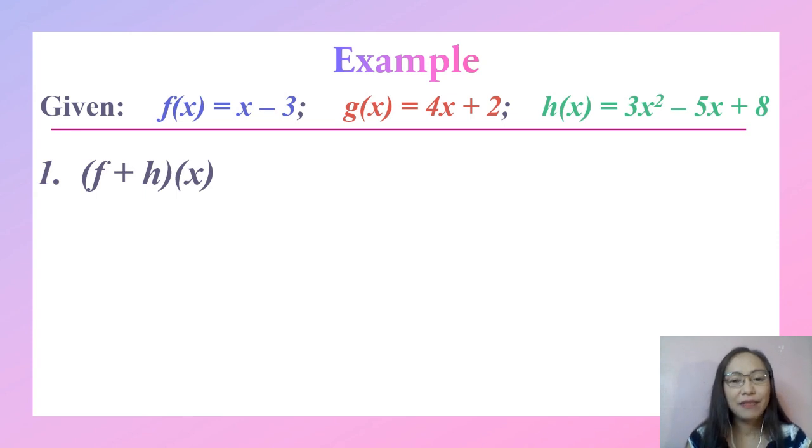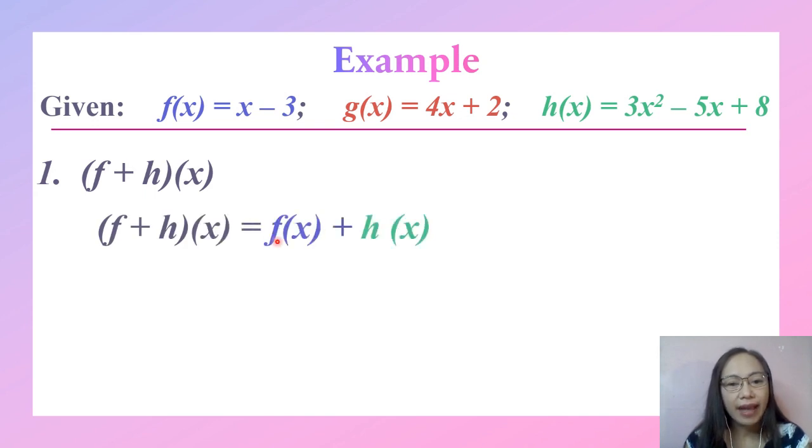Okay, so let's have the first example. This is for addition. We are given the function f of x is equal to x minus 3, g of x equals 4x plus 2, and h of x equals 3x squared minus 5x plus 8. We are asked to find f plus h of x. So by definition, this one is f of x plus h of x. So we will substitute f of x and then h of x here.